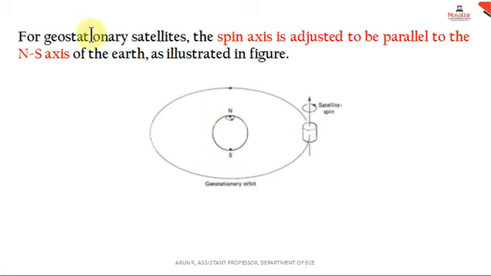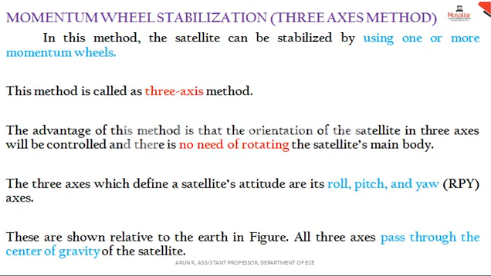Coming to momentum wheel stabilization, it is also known as the three-axis method. In this method the satellite can be stabilized by using one or more momentum wheels. Here three axes are used, so it is also known as the three-axis method.